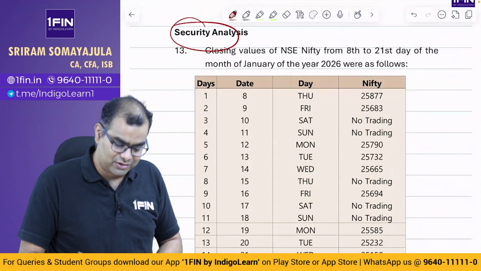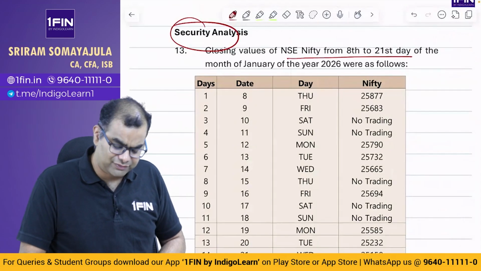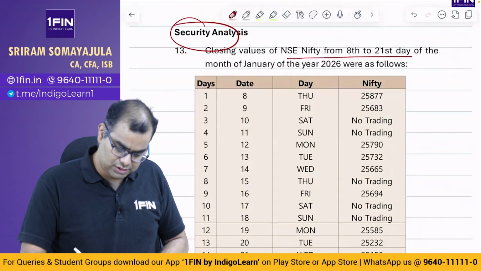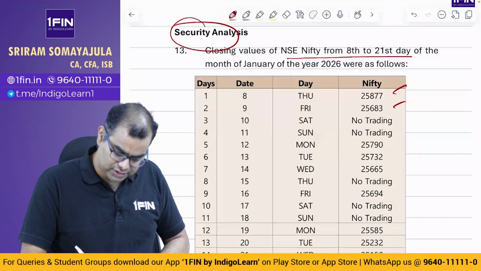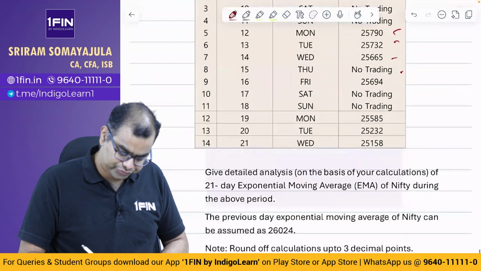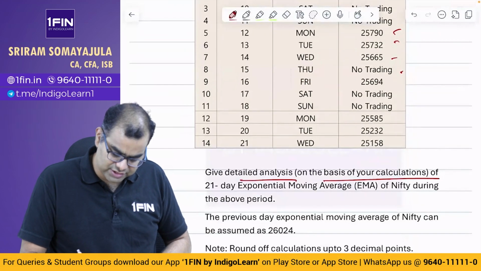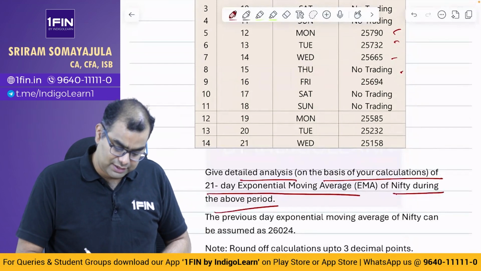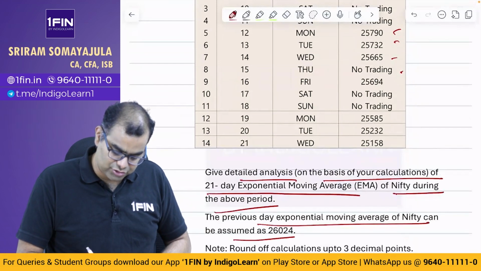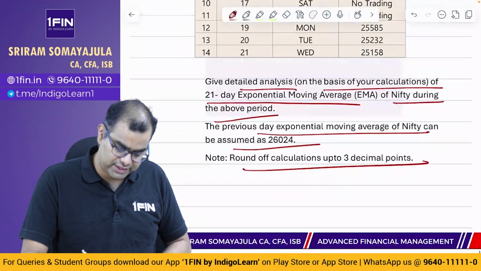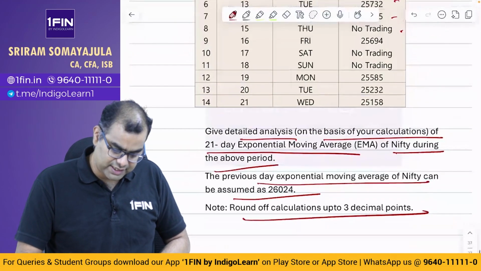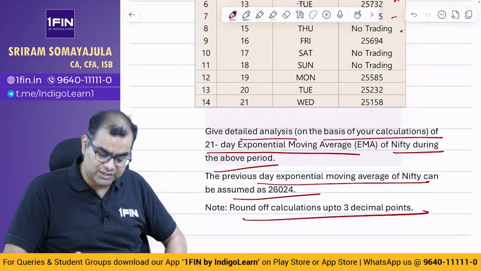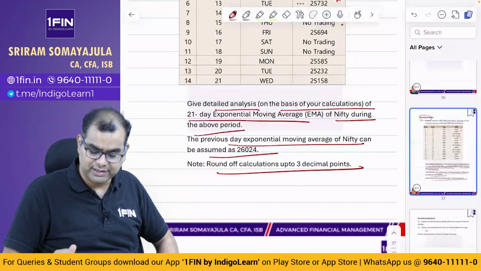Security analysis. Closing values of NSC from 8 to 21st are given below. Data is given. Give detailed analysis based on your calculations of 21-day exponential moving average of Nifty during the above period. The previous exponential moving average of Nifty can be assumed 26. Round off calculations up to 3 decimals. So they want you to calculate EMA.